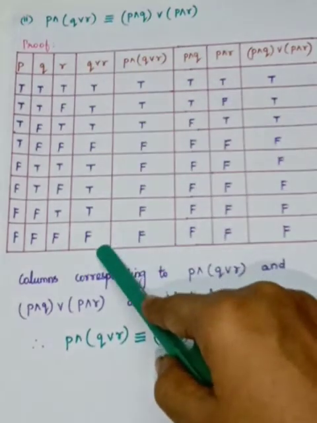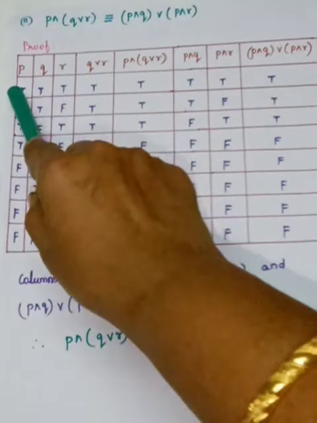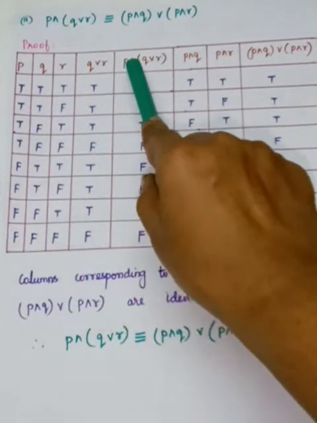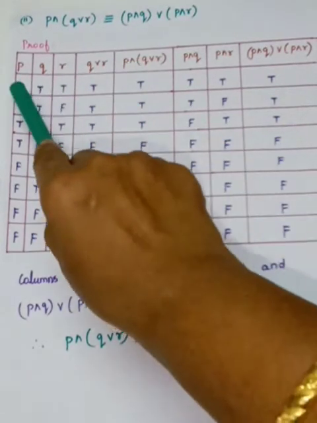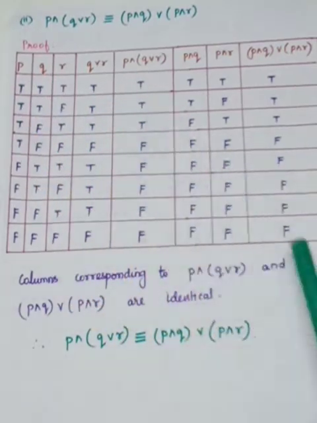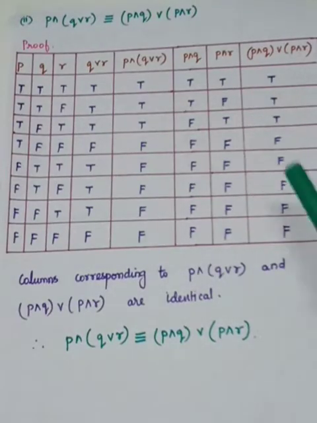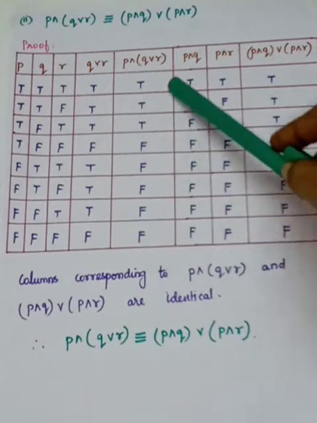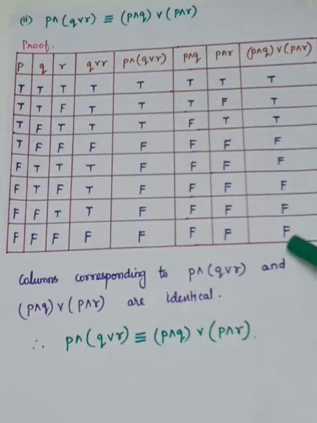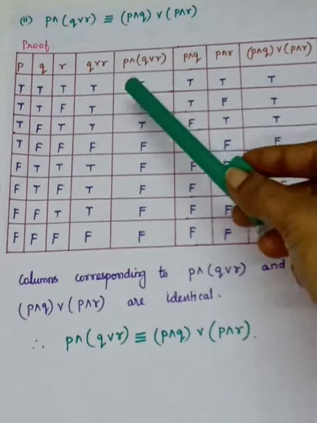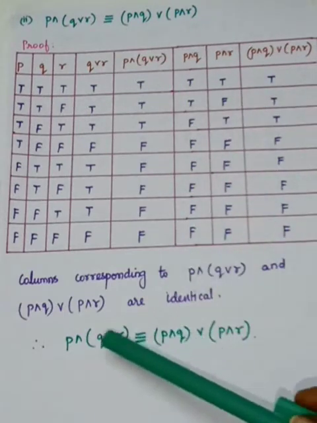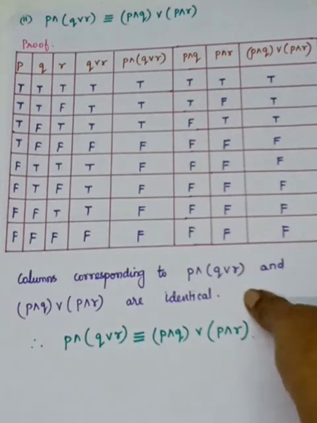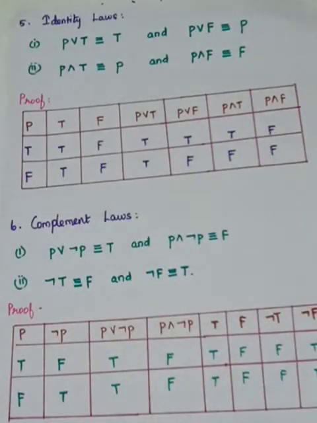So that is the fourth column. You have to concentrate only on the first and the fourth column, and you have to use the connective AND. So AND means only when both are true is it true. In this way, if you fill up, you see this column and the last column, how they are. They are identical. They have the same truth value, so they are logically equivalent. So it is called the distributive law.